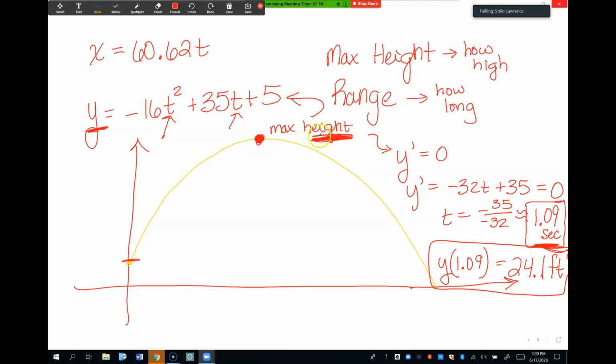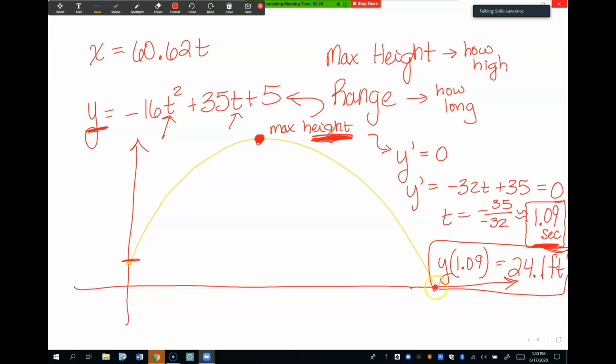Okay, so to find max height, height is referring to just the y portion. We don't have to use a vector valued function. What we can use is just the y part. And back in Calc 1, we learned that maxes and mins are when the derivative is 0, so that's exactly how we do it. One more very quick thing for range.